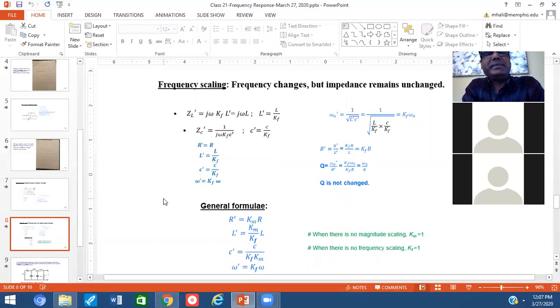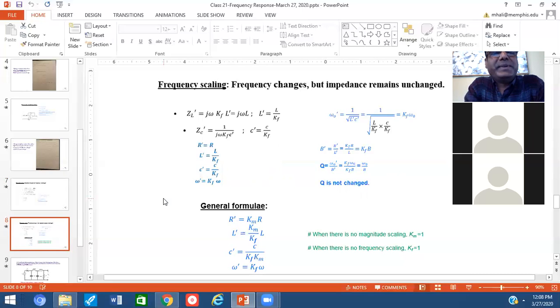So everybody knows the calculation on the left side: ZL prime equal to j omega KF L prime. In this case, I have introduced a new factor KF, that is, KF stands for frequency scaling factor. So everybody note down, KF means frequency scaling factor, because in this case, frequency will change. And then I'm expecting L will be changed, which is L prime. And then I have written j omega L.